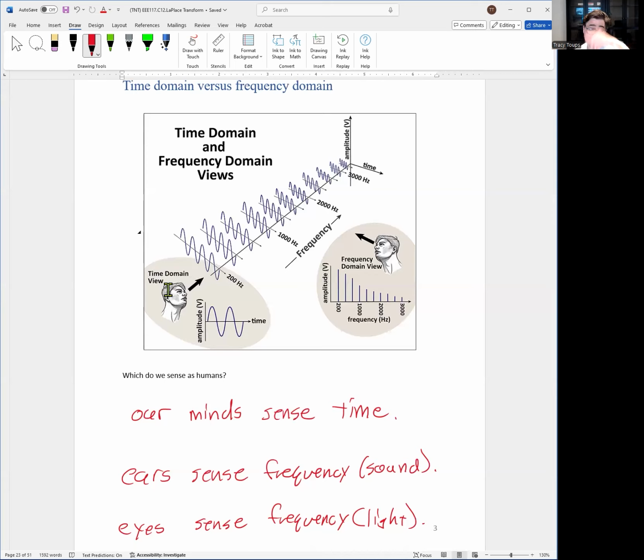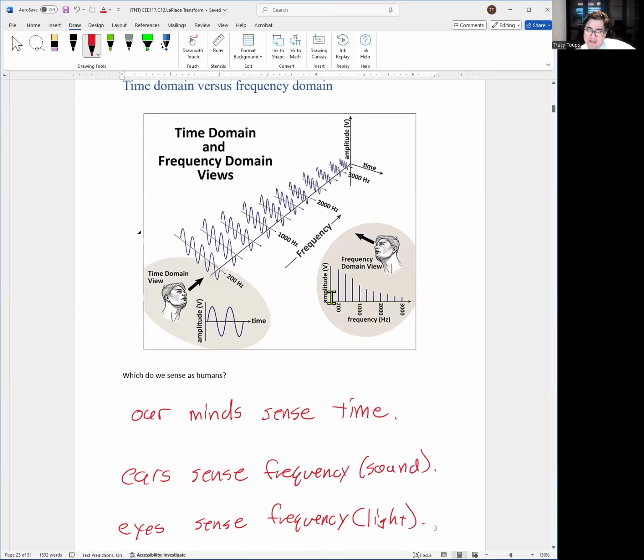Okay. So in my opinion, time is something we're innately familiar with because it's in our mind. We feel it every day as time marches forward. So we do circuit analysis in time domain because that's where we're most familiar. But it can get very complex.